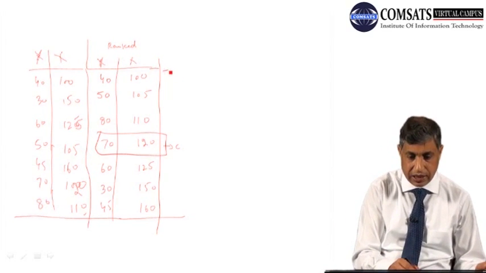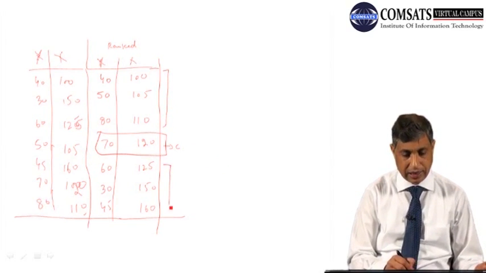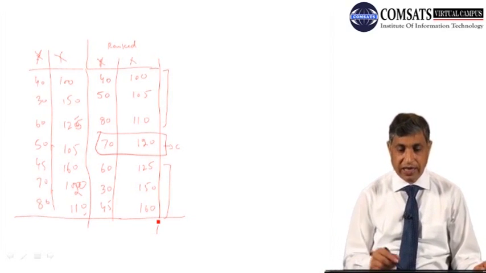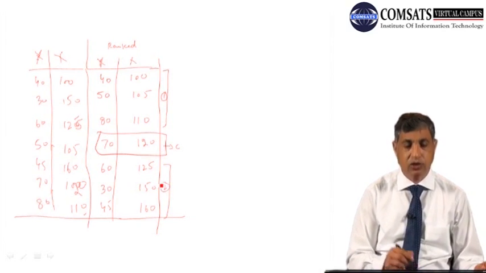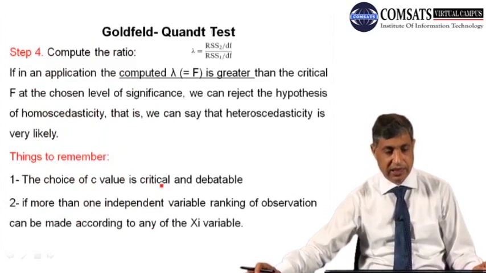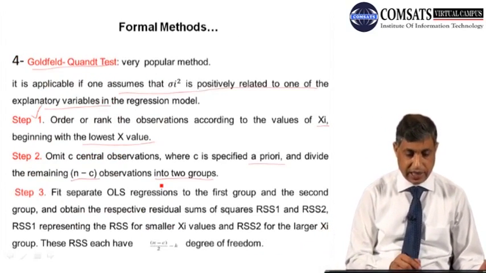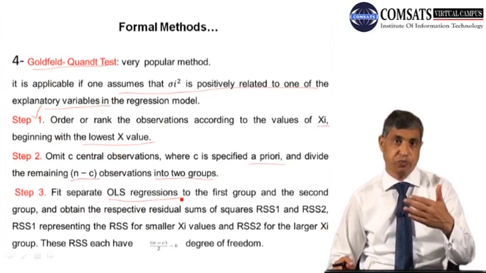There are first 3 values, and these are also 3 values. Now there are 2 groups of data, so you can say this is the first group. I would like to write it first here, and this is the second group. Now what is the third step? Fit separate OLS regressions. Now we have to run the OLS regression on both groups.